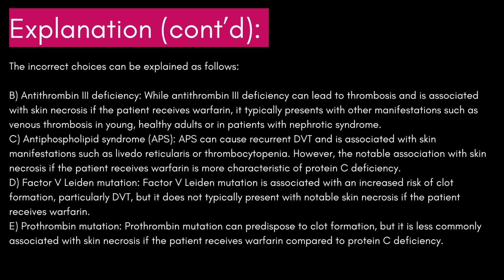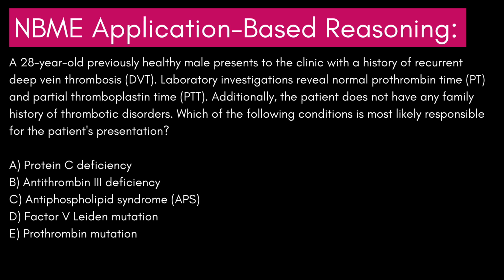All right, now that we have covered this question, let's move on to look at the next question. A 28-year-old previously healthy male presents to the clinic with a history of recurrent deep vein thrombosis, DVT. Laboratory investigations reveal normal prothrombin time, PT, and partial thromboplastin time, PTT. Additionally, the patient does not have any family history of thrombotic disorders. Which of the following conditions is most likely responsible for the patient's presentation?